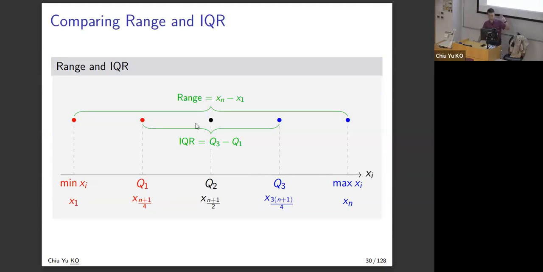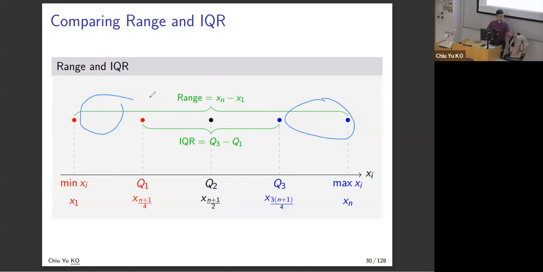The range will be the maximum minus the minimum. The quantile is saying that, ideally, the median would cut this into half, and the median of the first half will be Q1. The median of the second half will be Q3. IQR is just Q3 minus Q1. So what does that mean? It means that the tail behavior does not affect the IQR.